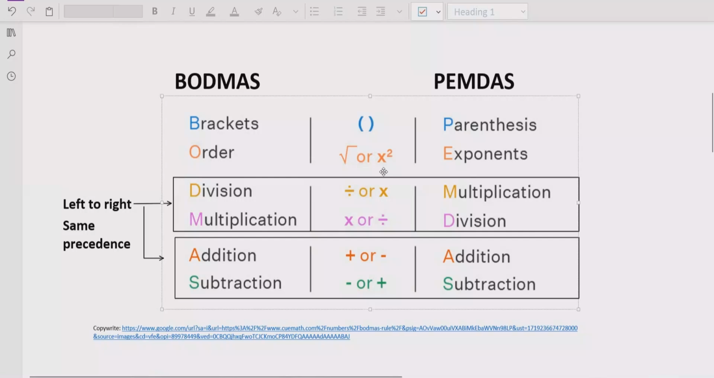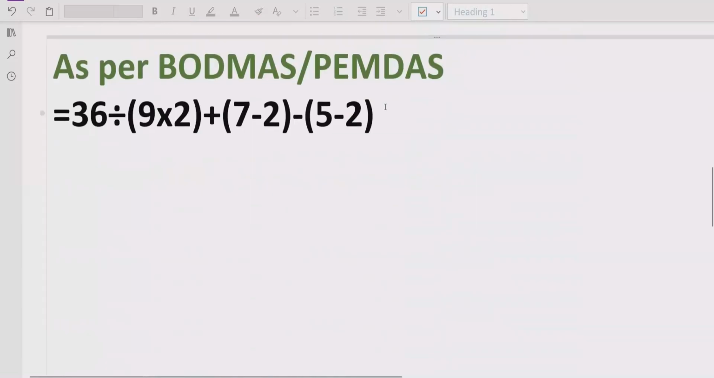After that, you have to go left to right in your expression and find out division and multiplication. And if division is coming first, you have to solve the division first. And if multiplication is coming first, you have to solve the multiplication first. Similarly, for addition and subtraction, we have the same rule. We can subtract if it is coming first, and we can add if it is coming first. Now, let's move forward to solve the given expression.